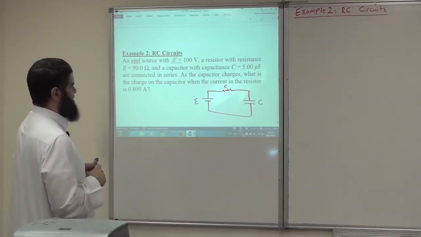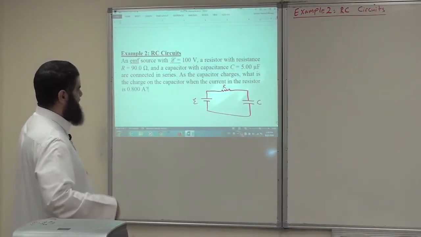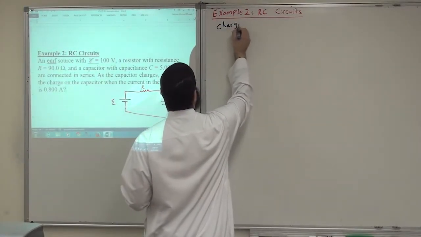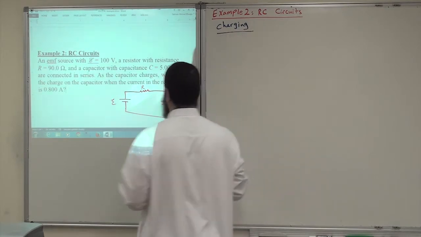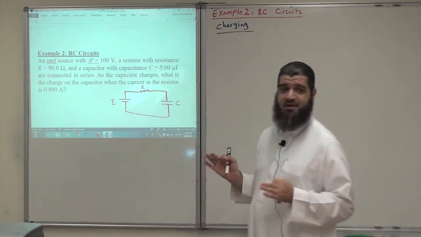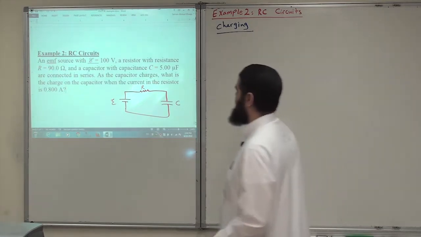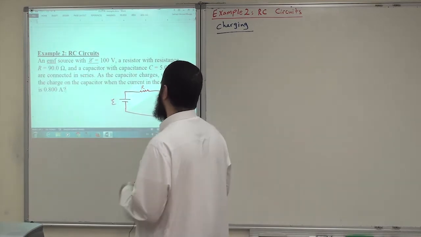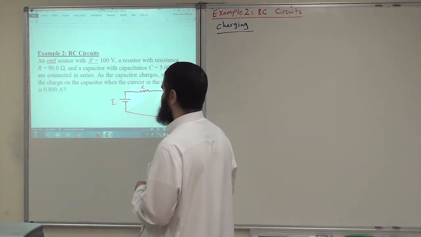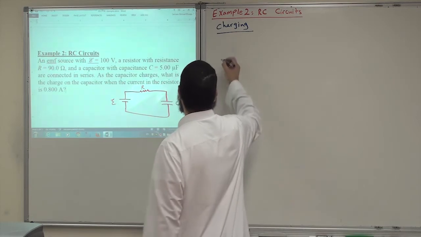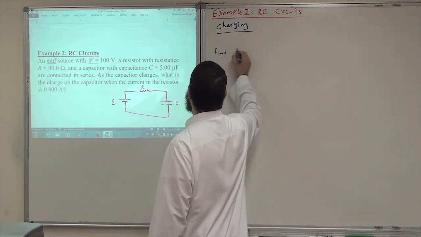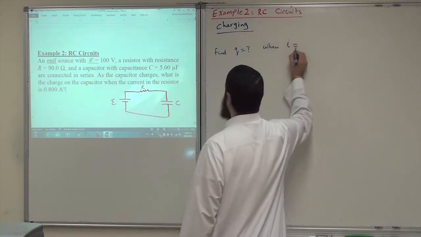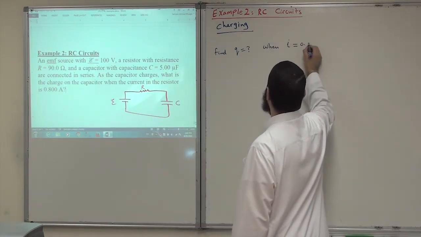As the capacitor charges, so it was uncharged, and now we are in the charging process, charging the capacitor. This is a key word. You have to be careful when you read the problem. So it is a charging. What is the charge on the capacitor when the current in the resistor is 0.8 amperes? So find Q when the current equals 0.8 amperes.